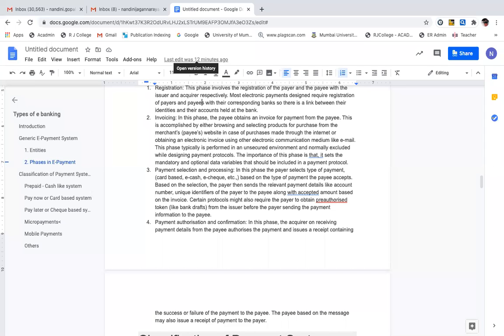And payment selection and processing. I will select the way by which I'm going to make the payment, and this payment has to be authorized and confirmed. It goes from my bank, and the acquirer's bank says I have received it from this bank or I have not received it, so credit it back to the same bank. Are you following? These are the steps in e-payment.